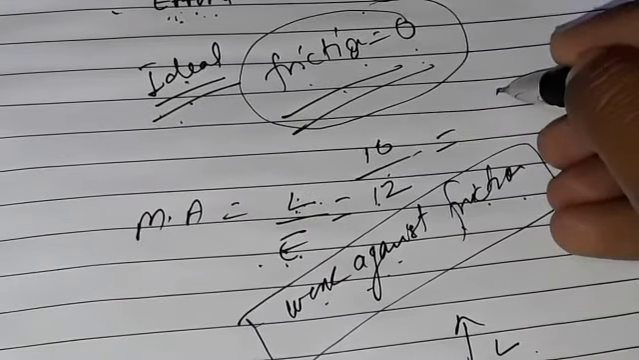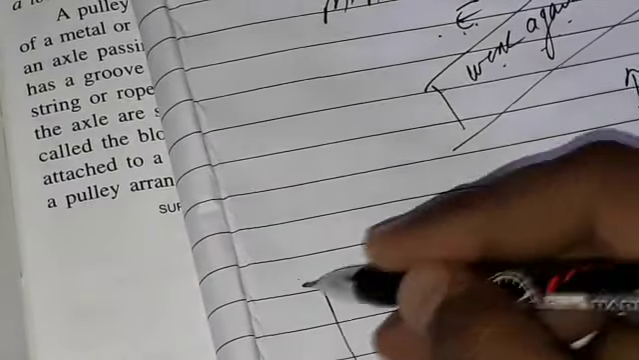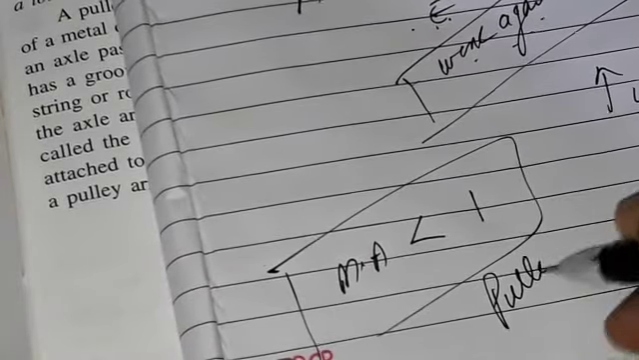So if your effort is more than load, suppose your load is 10 and your effort is more than 10, then definitely your answer is less than 1. So it means class, if your mechanical advantage is less than 1, this is the actual mechanical advantage for a pulley. So your mechanical advantage is always less than 1 for a pulley.